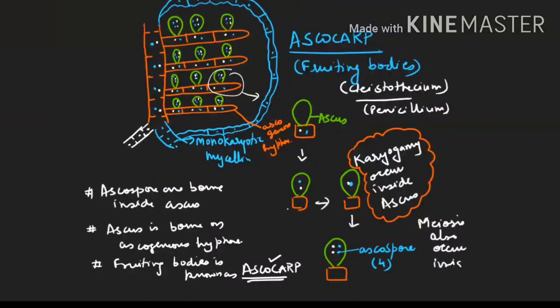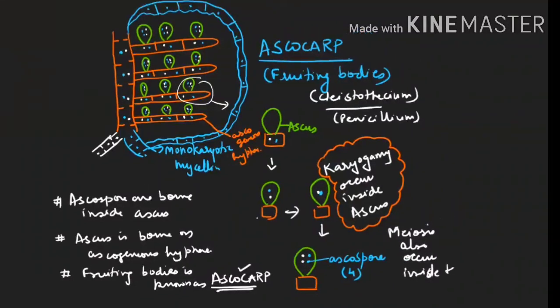So if they ask you the question, the site where the karyogamy and meiosis occur, your answer will be that karyogamy is occurring inside ascus as well as meiosis is also occurring inside ascus. That is because this bag-like structure is sac-like, that is why Ascomycetes are also known as sac fungi. I hope this topic is clear to you.